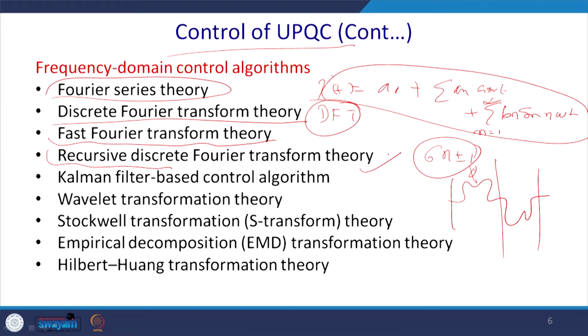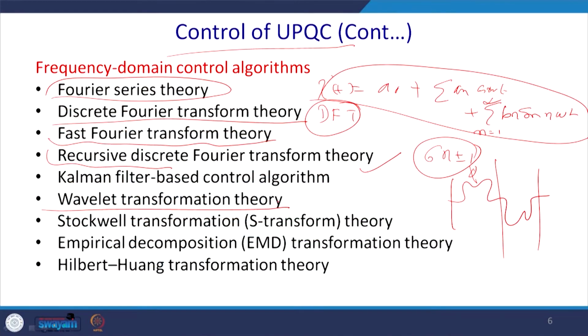Same way, we can use in a digital domain a Kalman filter based algorithm to estimate the voltage and current components of the frequency. Another is the wavelet transformation theory that I was discussing. It is gaining popularity quite rapidly in the power system domain. What happens is, if there is a load change or a fault occurs, then based on the mother wavelet, the change in pattern can be detected easily.